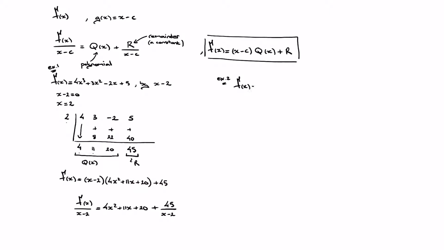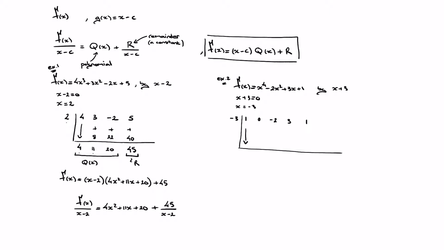f of x equals x to the power of 4 minus 2x squared plus 3x plus 1 by x plus 3. Well, again, we'd start by solving the following. x plus 3 equals 0, which leads us to x equals negative 3. And we now use the nested scheme to evaluate our polynomial function at the value negative 3. And we do this here. We make our table, and we now focus on the coefficients. So we have a quartic polynomial. The coefficients are 1, 0, negative 2, 3, and 1. And we're evaluating it at negative 3.